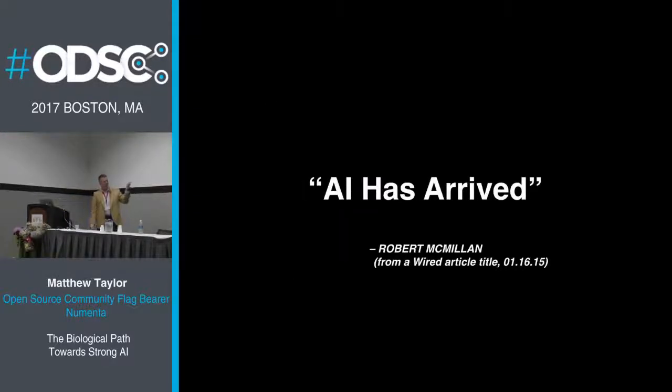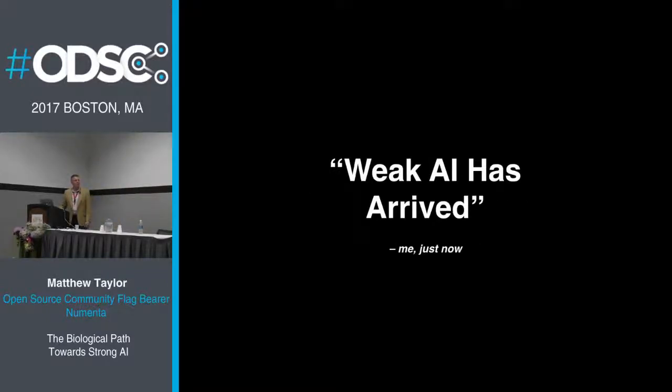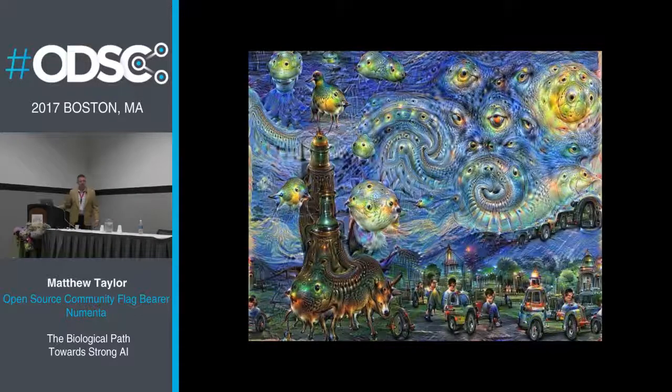So I read this back in early 2015 in the title of a Wired article, and I had to do a double take because I was like, no, it hasn't. But I realized that my definition of intelligence was different from a lot of other people's definition of intelligence in the field. So if I modify this to say weak AI has arrived, I would agree with this statement. Not that I have anything against weak AI.